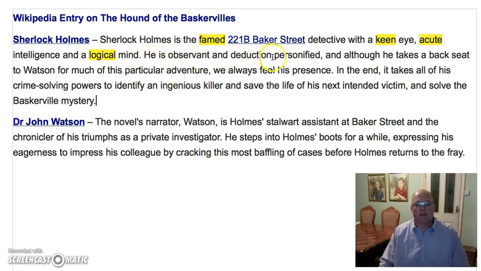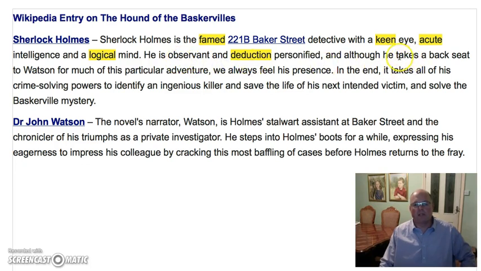He's observant and deduction personified, and although he takes a back seat to Watson for much of this particular adventure, we always feel his presence. So we've moved from the adjectives here to a strange kind of concrete noun here. This idea that Holmes is something else, of course, is a metaphor. So the person becomes a thing, deduction itself, which is the opposite of personification, isn't it? There's almost a little joke going on here. But describing Holmes in metaphor.